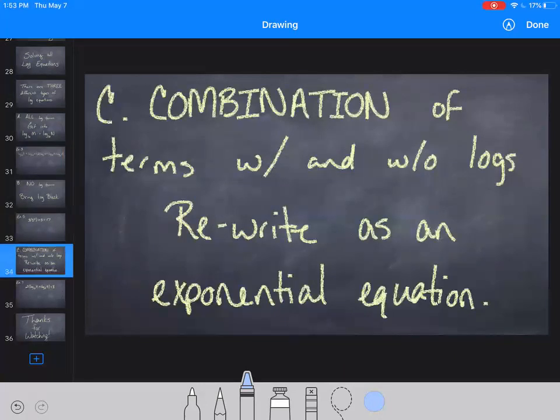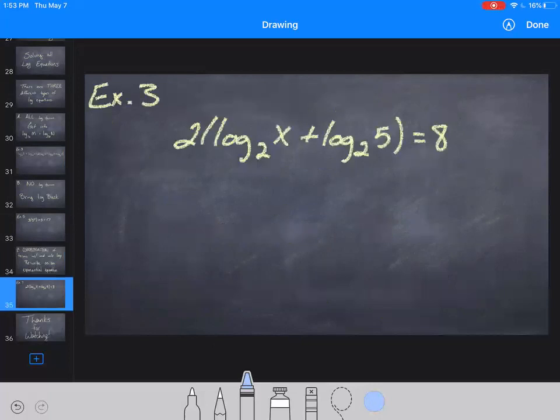The last situation that we'll come into contact with whenever we're solving log equations is when we have a combination of logs and non-log terms. So some of our terms are going to have logs, some of our terms are not going to have logs. What we're going to do is rewrite as an exponential equation. So in order to do that, we're going to get a log equal to a number or a value.